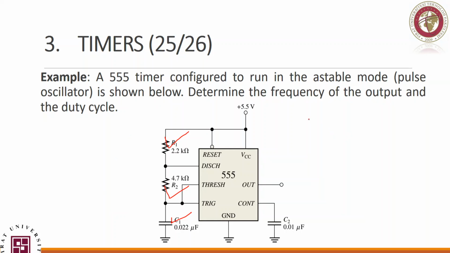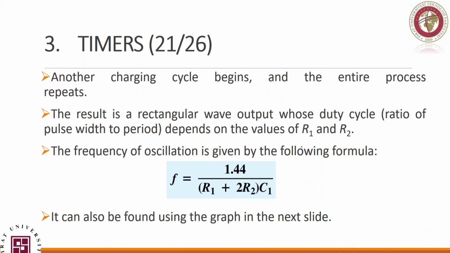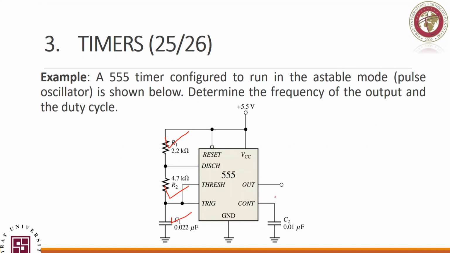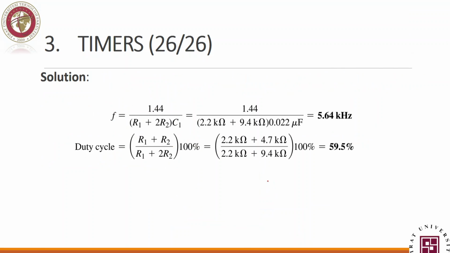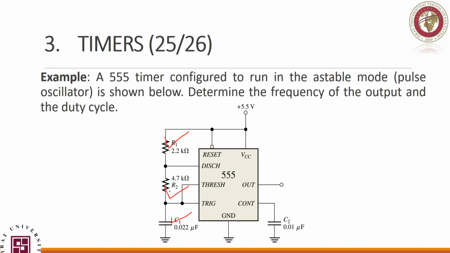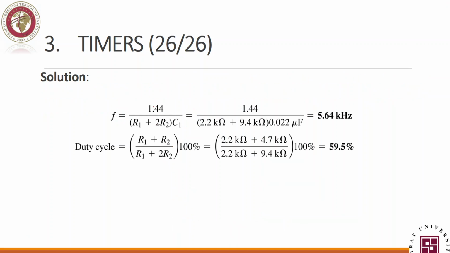Now remember, the frequency is given by the equation 1.44 divided by (R1 + 2R2) multiplied by C1. Try to memorize it. Practice, try to memorize it. I'll give you some questions to do that. Now determine the frequency of the output and the duty cycle. So we have everything we need, we just need to apply 1.44 divided by (R1 + 2R2) times C1. Now only mathematics here, you just need to properly divide, add and multiply and so on.